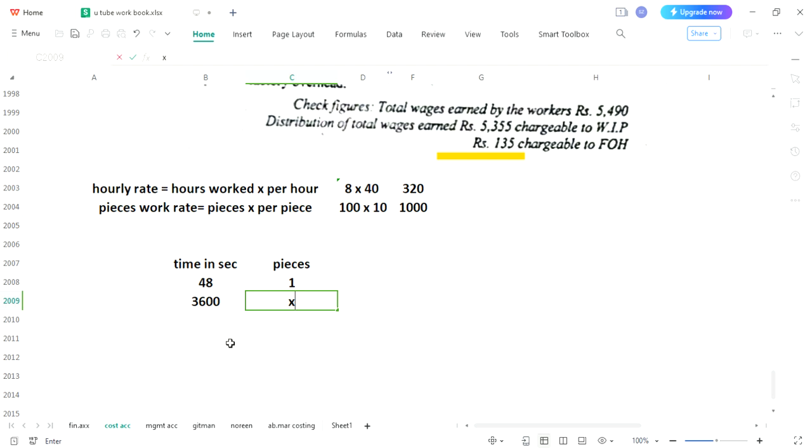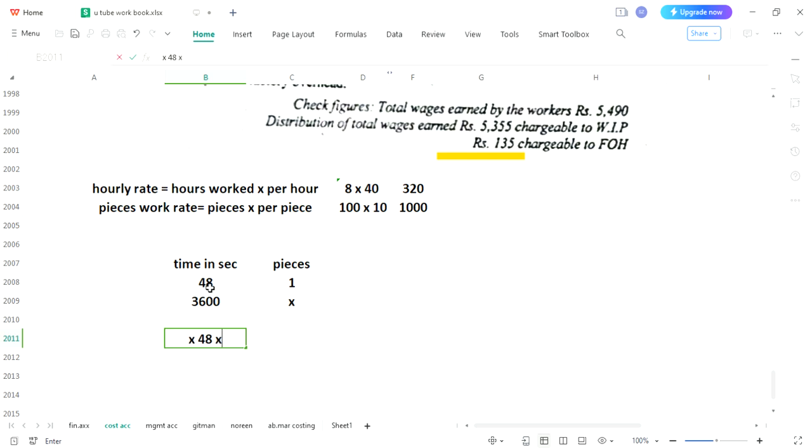But we don't know how many pieces would be made. So normally in our 4th, 5th standard, we used to put X, which is unknown. When you complete this whole procedure, you will get how many pieces would be made in 1 hour. Now cross multiplication: X would be multiplied with 48. We will have 48X.